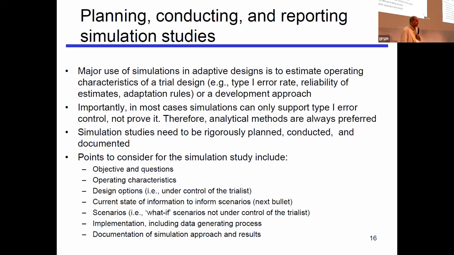Now, I already alluded to simulation studies in complex adaptive designs. There will be fairly routine use of simulations that we can all foresee, and this is with respect to several objectives. You could use them, for example, to demonstrate or at least to evaluate the type 1 error rate, also to look into the reliability of estimates, but also to identify good adaptation rules at the design stage.